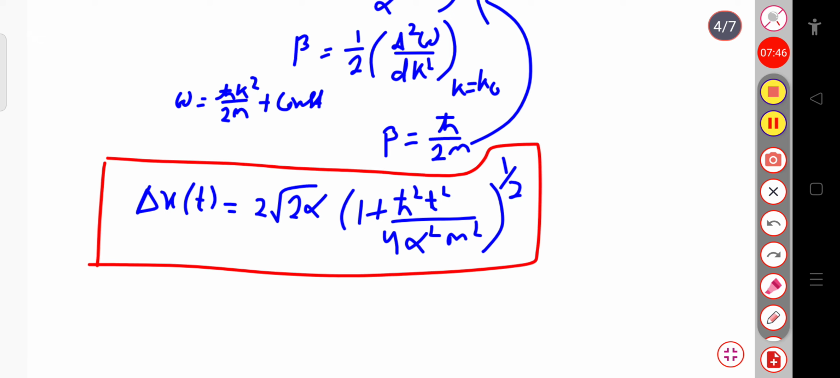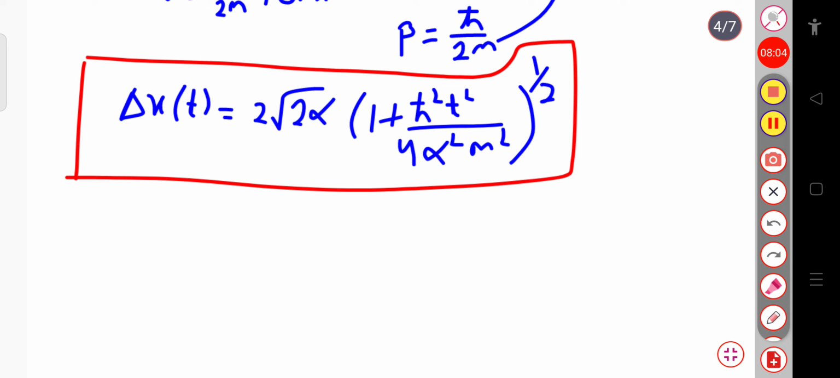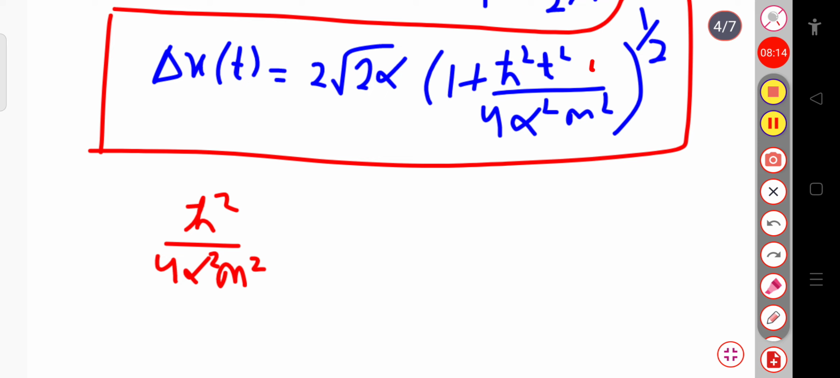This is the wave representation of the Gaussian wave function, and here we have just proved, in a shortcut way, that the width of the Gaussian wave packet at some time t is equal to 2 into root over 2 alpha, whole into (1 plus h cut square t square divided by 4 alpha square m square) whole power half. Here, the term h cut square divided by 4 alpha square m square, the coefficient of t square, I am writing as 1 by capital T square. This is called the characteristic time.